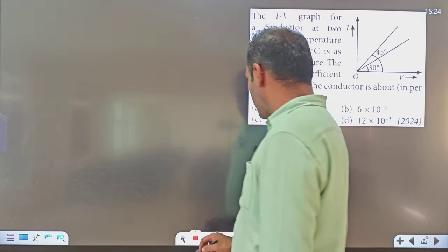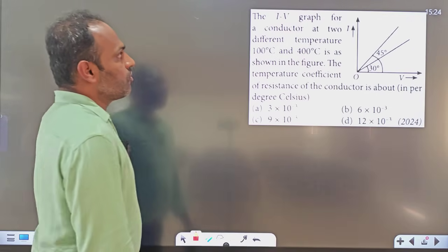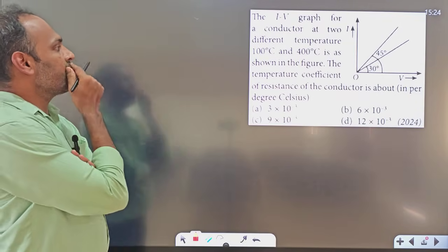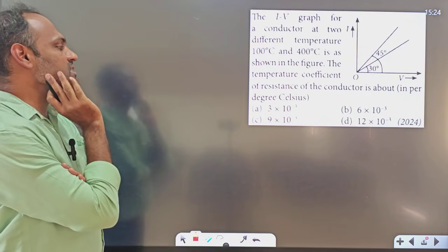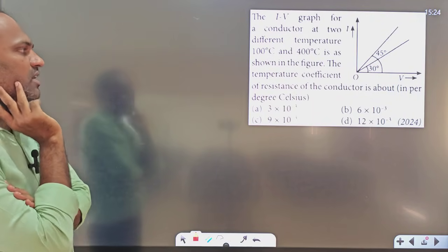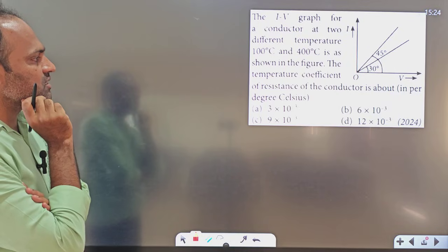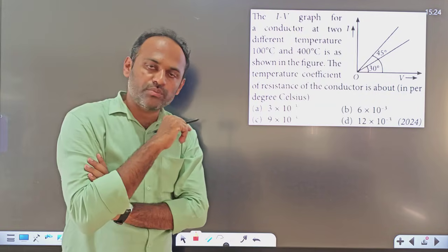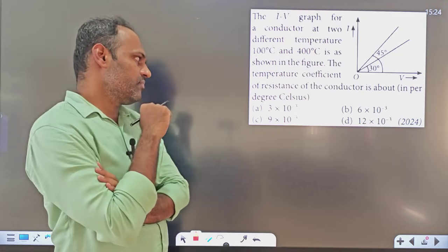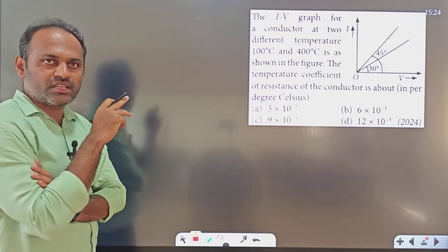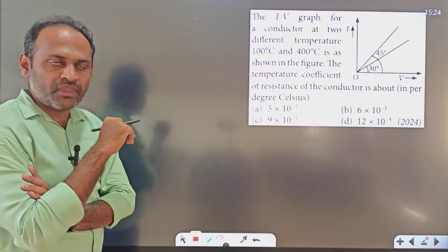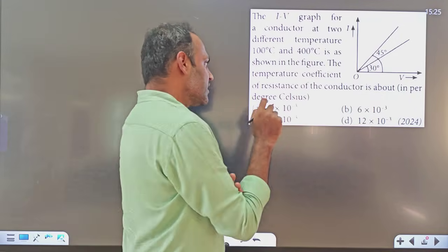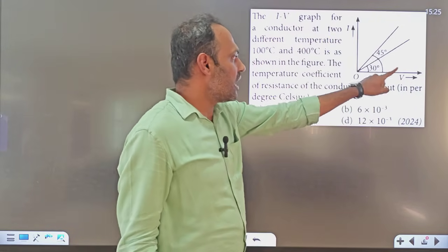Okay, here they have given us an IV characteristic of a conductor at two different temperatures, 100 degrees Celsius and 400 degrees Celsius, as shown in the figure. The temperature coefficient of the resistance of the conductor would be alpha. They are asking for the temperature coefficient, alpha. This is from 2024. See whether this is an IV graph or a VI graph. It is an IV graph. See, if it were a VI graph, V would be here and I would be here.